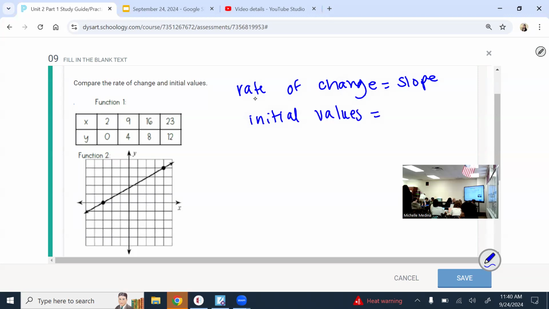What other graph feature did we look at a lot? Usually you plot it first. Y-intercept.